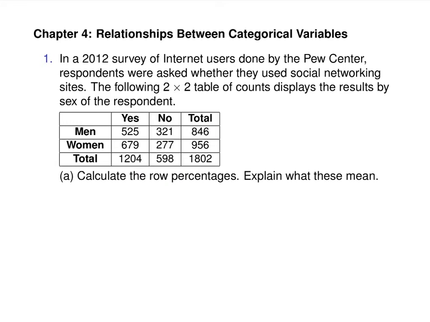Okay. So chapter 3 was all quantitative data. Chapter 4 was categorical stuff, right? So, a survey of internet users at the Pew Research Center asks whether they use social networking sites. Find the row percentages. It's nice to keep this in a table. So men, women, yes, no, and we'll explain what they mean.